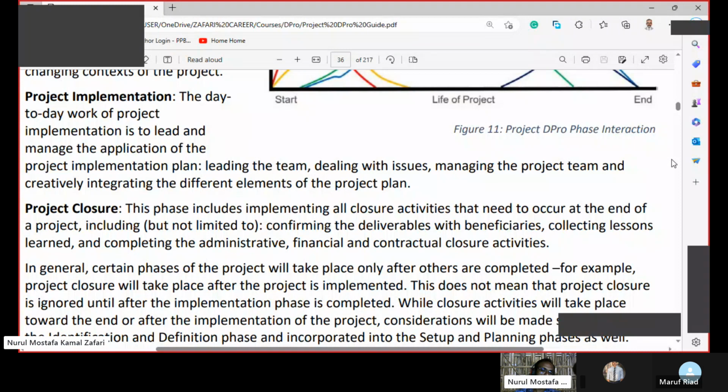Okay, now project closure. This phase includes implementing all closure activities that need to occur at the end of a project, including but not limited to confirming the deliverables with beneficiaries, collecting lessons learned, and completing the administrative, financial, and contractual closure activities.